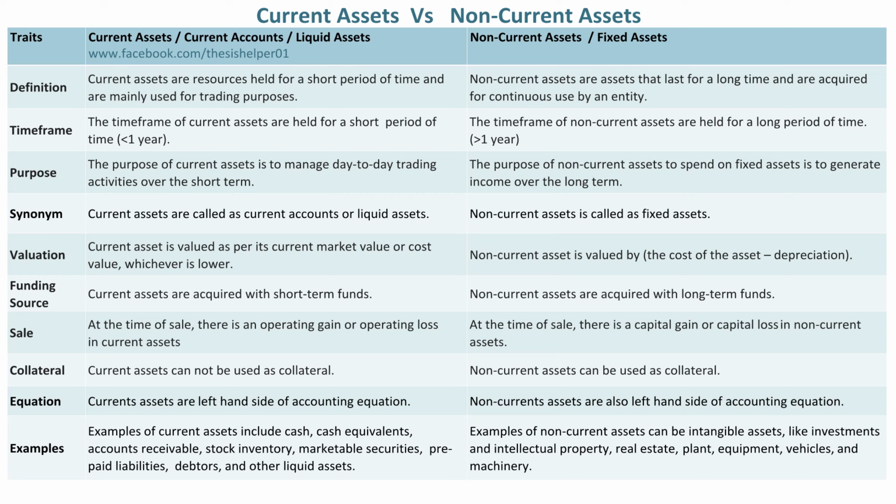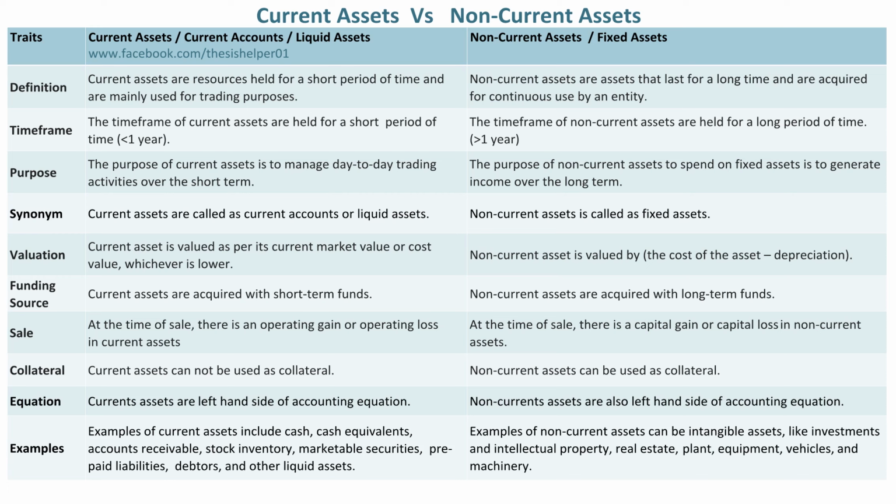Current assets are called current accounts or liquid assets. Whereas, non-current assets are called fixed assets. A current asset is valued at its current market value or cost value, whichever is lower. Whereas, a non-current asset is valued at the cost of the asset less depreciation.